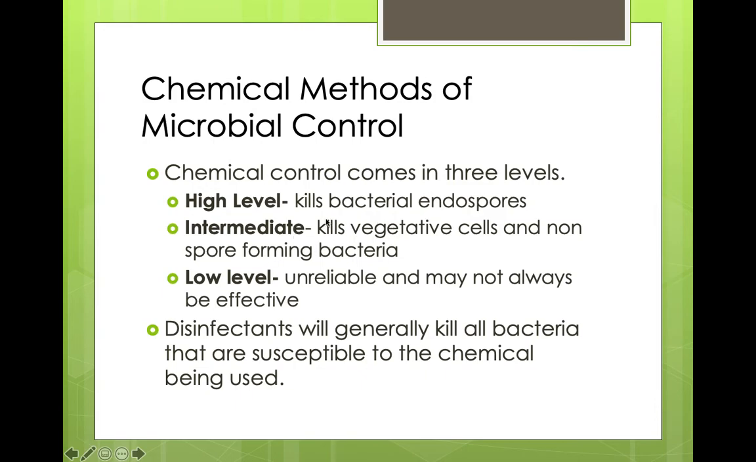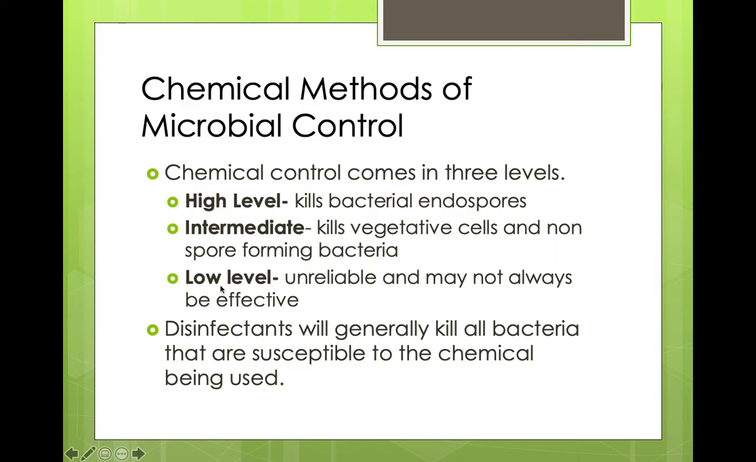So anyway, intermediate level kills cells of bacteria that can make an endospore but aren't in an endospore form yet, and then all the other species of bacteria that can't produce an endospore. So pretty much every run-of-the-mill garden bacteria that you guys will come in contact with. This is things like Lysol, kills 99.9% of all bacteria. Not all of them, but most of them.